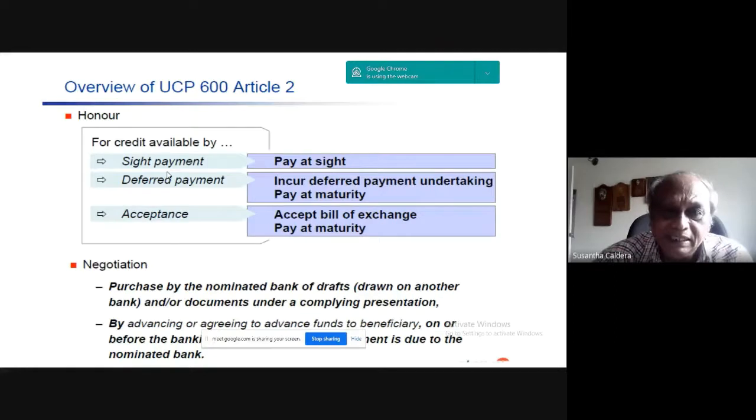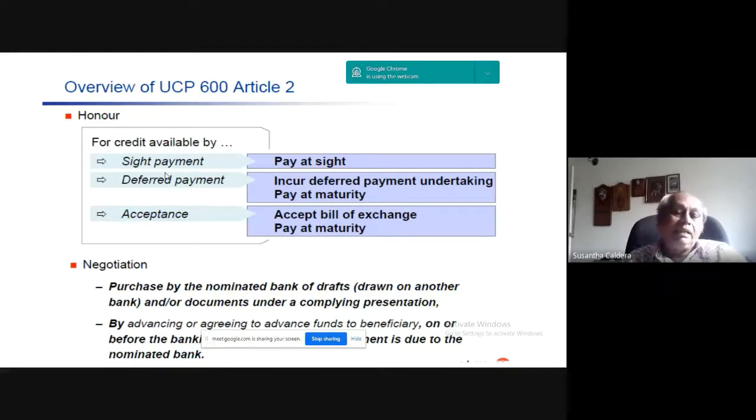Negotiation means purchase by the nominated bank of drafts drawn on another bank and not documents under a compliant presentation. If the documents comply with the terms and conditions of the LC, the nominated bank can negotiate. That means they can give value to the beneficiary.